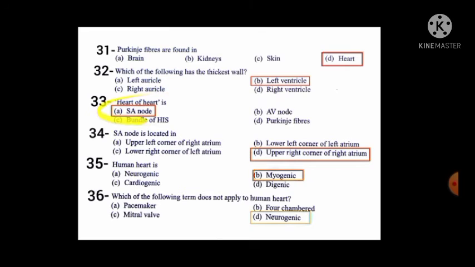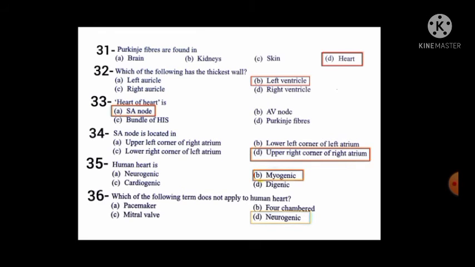The SA node is called the pacemaker of the heart because the wave of impulse generation for atrial contraction is generated from the SA node, which makes it a myogenic heart. The sinoatrial node is responsible for the contraction of the heart. The SA node is located in the upper corner of the right atrium, as we discussed.